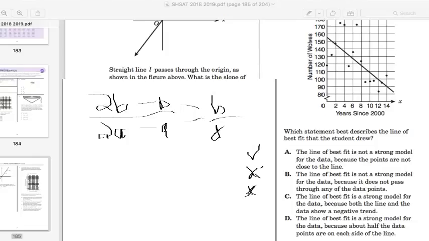Okay, D says the line of best fit is a strong model for the data because about half the data points are on either side of the line. So that's interesting. If we count the bottom points, there's 1, 2, 3, 4, 5, 6, 7. And if we count the top points, there's 1, 2, 3, 4, 5, 6. And there's kind of the one above it, 7. So that's true. There is about half the data points on either side.